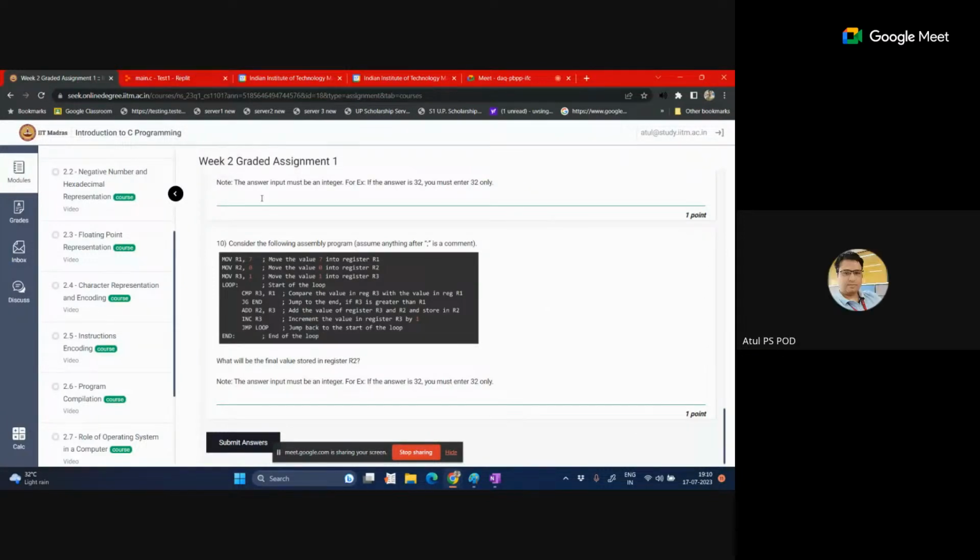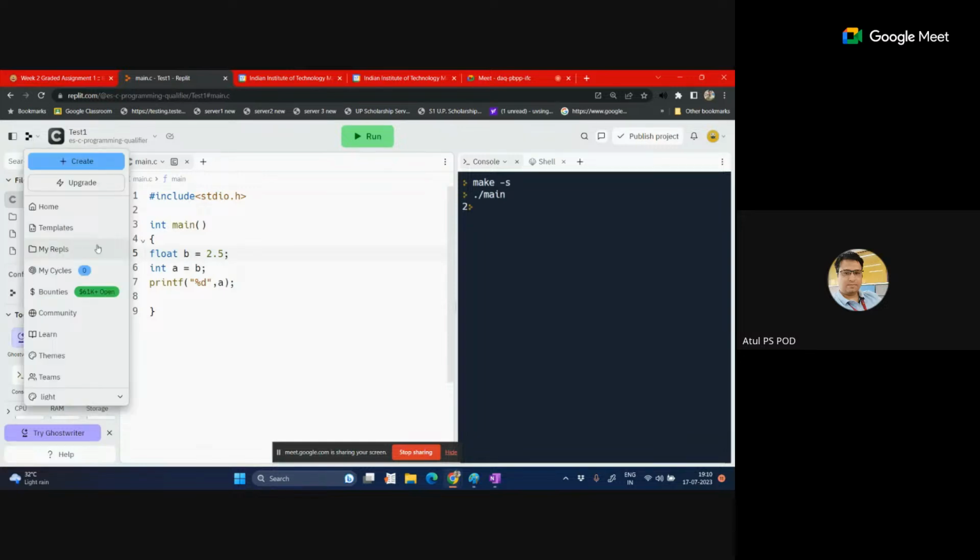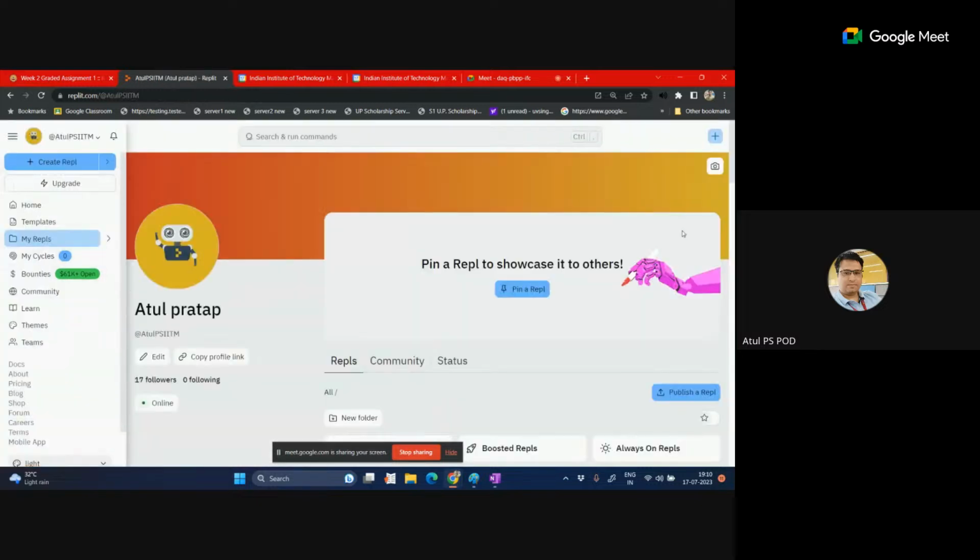So you know that in week 3 sir introduced this Replit platform. On Replit you can write code without downloading any editor or compiler on your system. You can simply open Replit and create your account. After that you can write programming code in any language, there are lots of options available. So I'm just showing you how you can write the code in C.